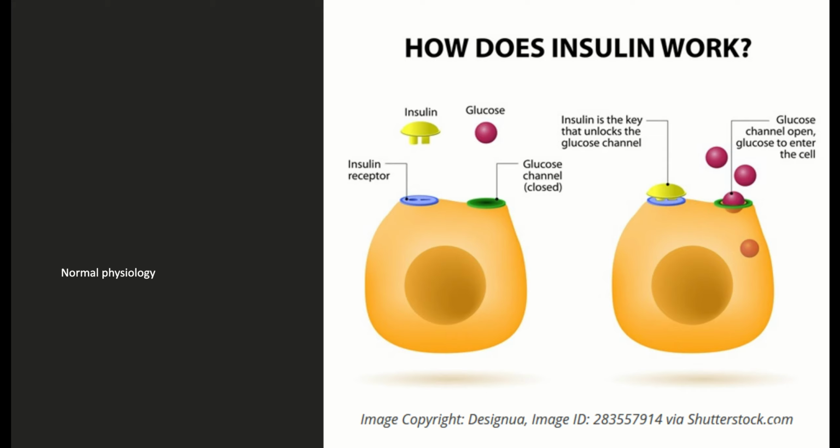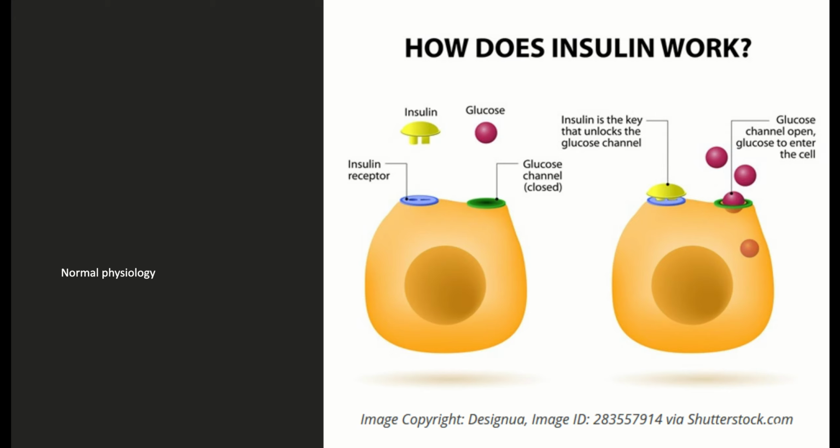One, from carbohydrates you eat. Two, glucose is released from glycogen in muscle cells. And three, gluconeogenesis. Excuse me. Where does insulin come from? Beta cells of the pancreas.